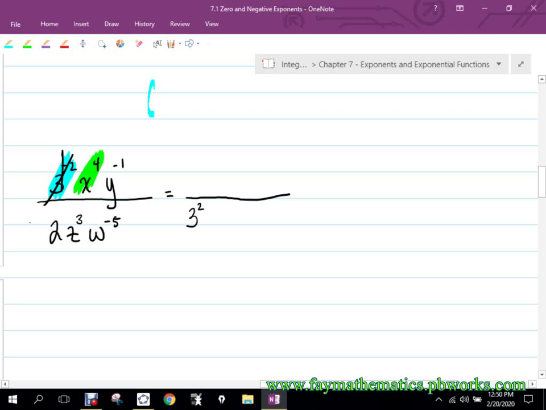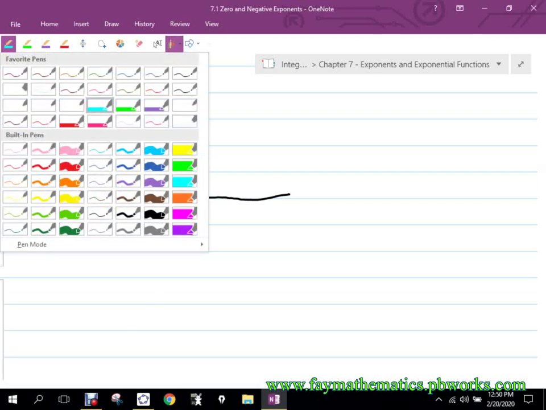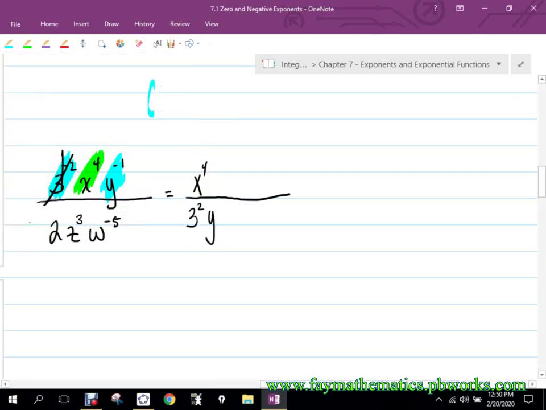Okay, so this x to the 4th. Does it stay or does it move? Stays. Why? Positive exponent. How about y to the negative 1st? Stay or move? Move. So it's going to become y to the 1st, right? So I'm done with the numerator. Let's go to the bottom. What do I do with that 2? Stays. What is the exponent that is with that 2 right now? 1. Okay, so it stays. What about the z? Stays. And the w moves.